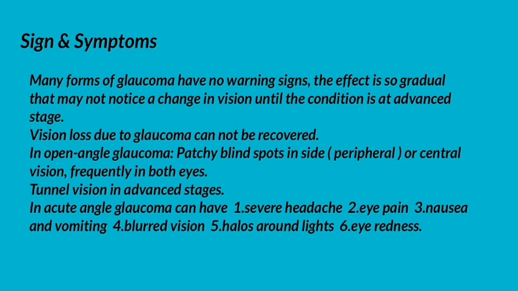In open angle glaucoma, patchy blind spots in sight, meaning peripherally or central vision, frequently in both eyes. Tunnel vision in advanced stages. In acute angle glaucoma, you can have severe headache, eye pain, nausea and vomiting, blurred vision, halos around lights, eye redness.